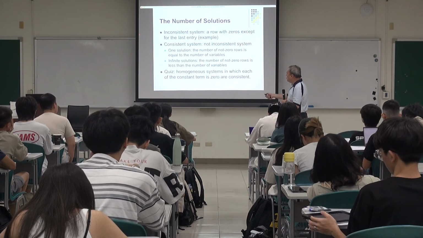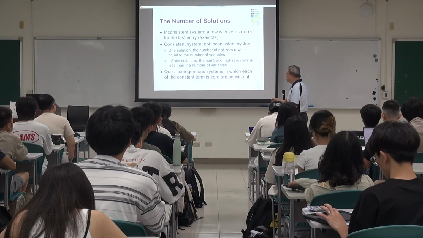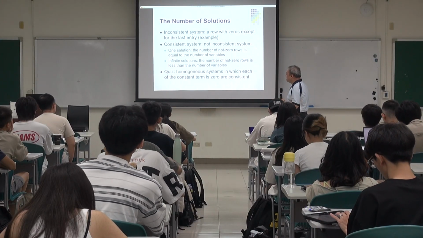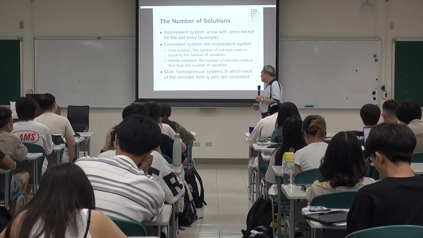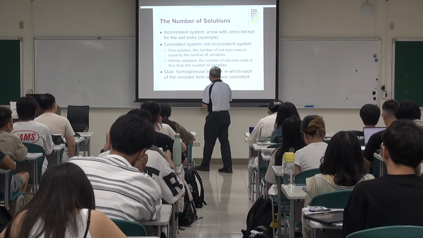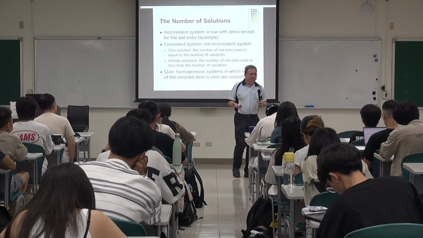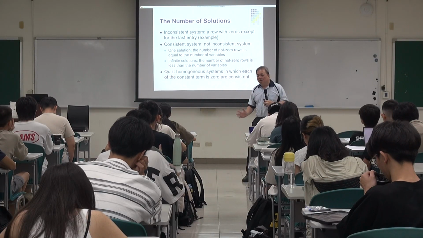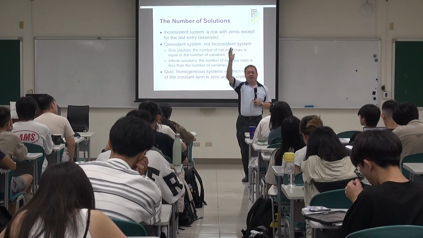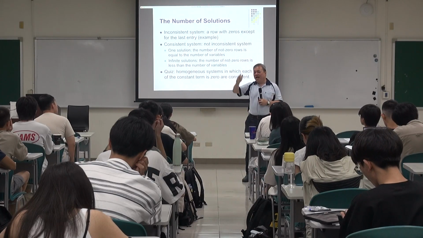So one thing that we can think about: if the system of linear equations is homogeneous, what do we mean by a system of linear equations being homogeneous? That means all the constants on the right-hand side are zero.